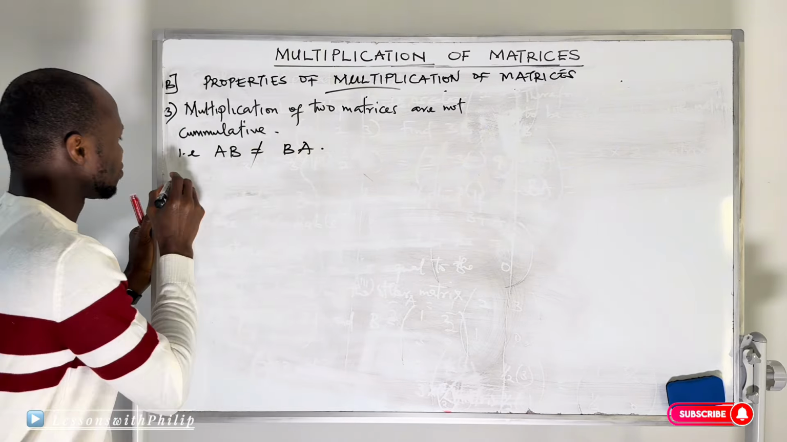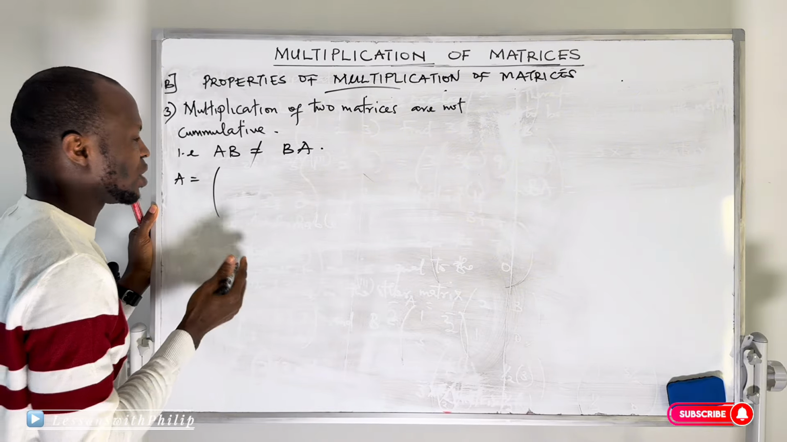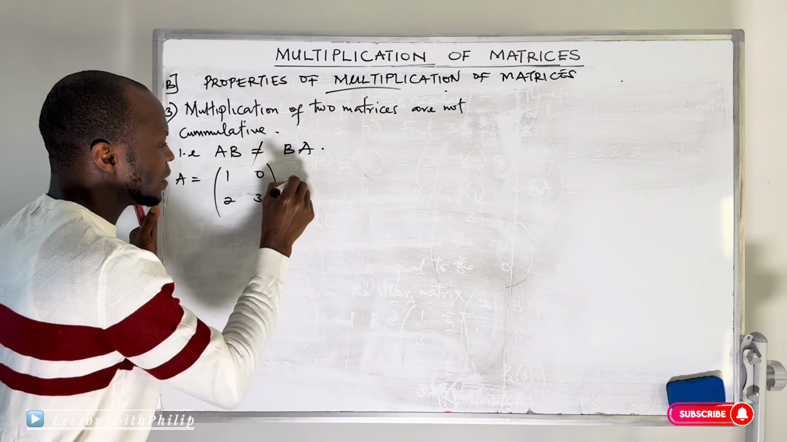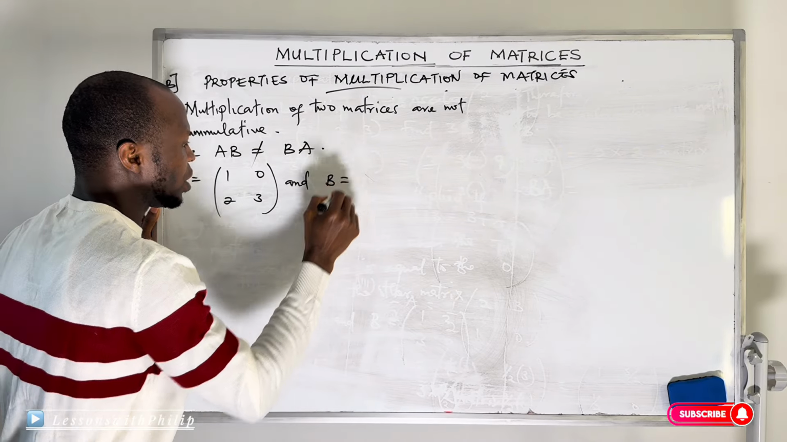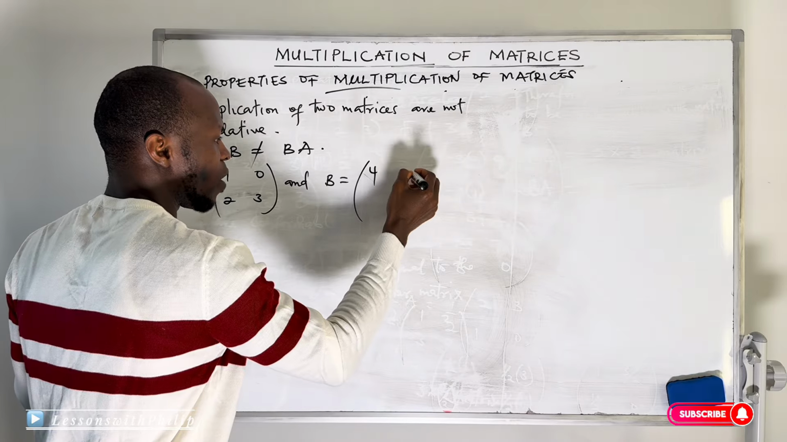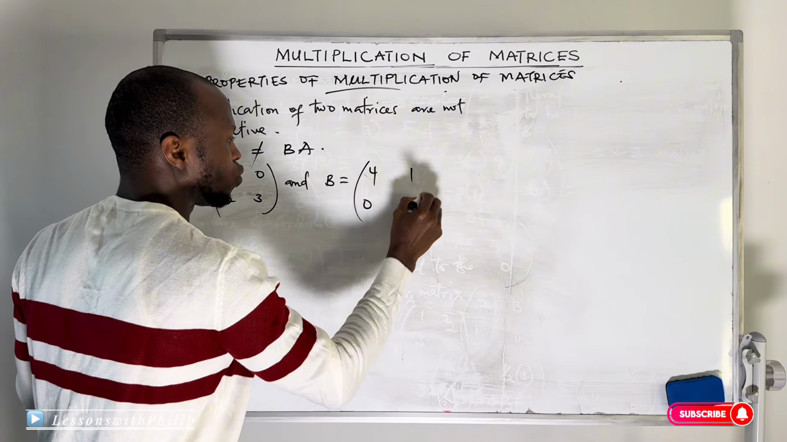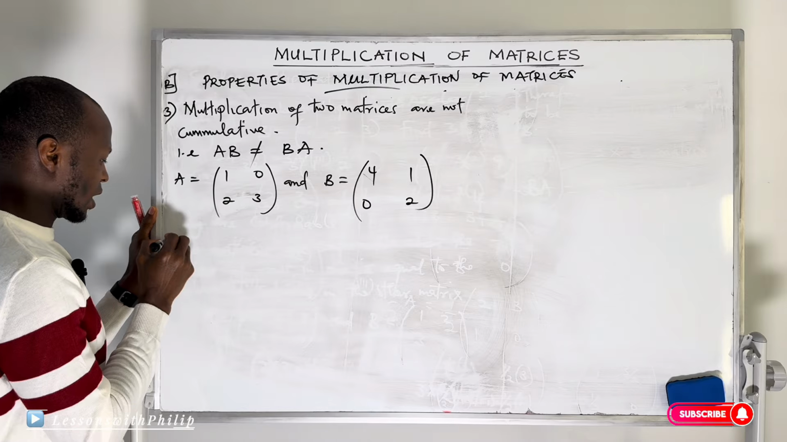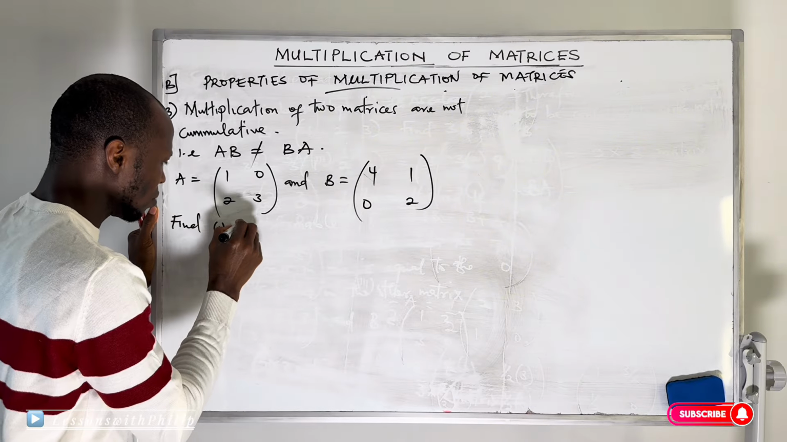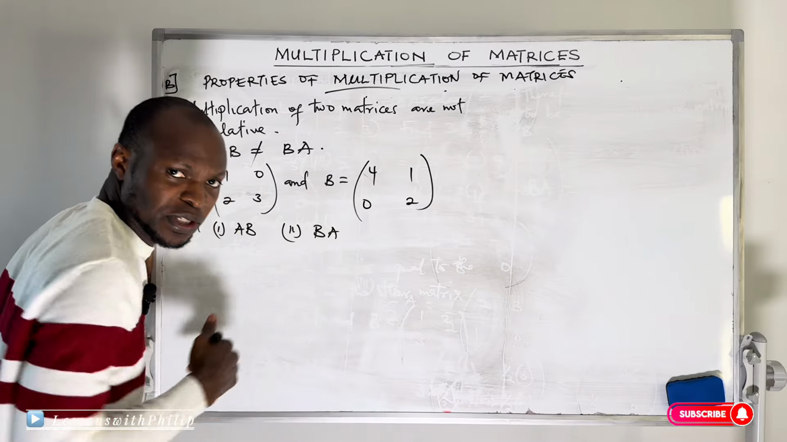Let's give an example. Let's say matrix A is equal to 1, 0, 2, 3, and matrix B is equal to 4, 1, 0, 2, for example. Then can we find Roman figure 1, AB, and Roman figure 2, BA? Let's do these examples and let's see.